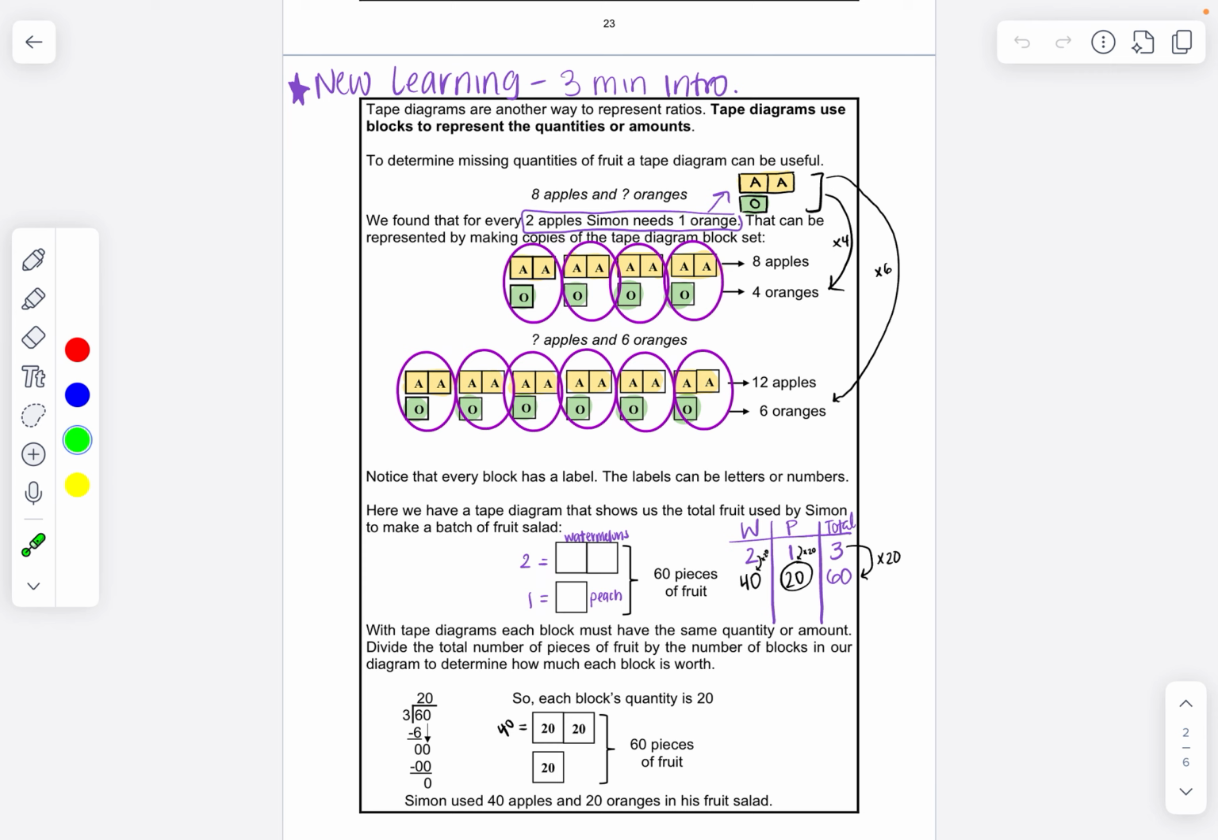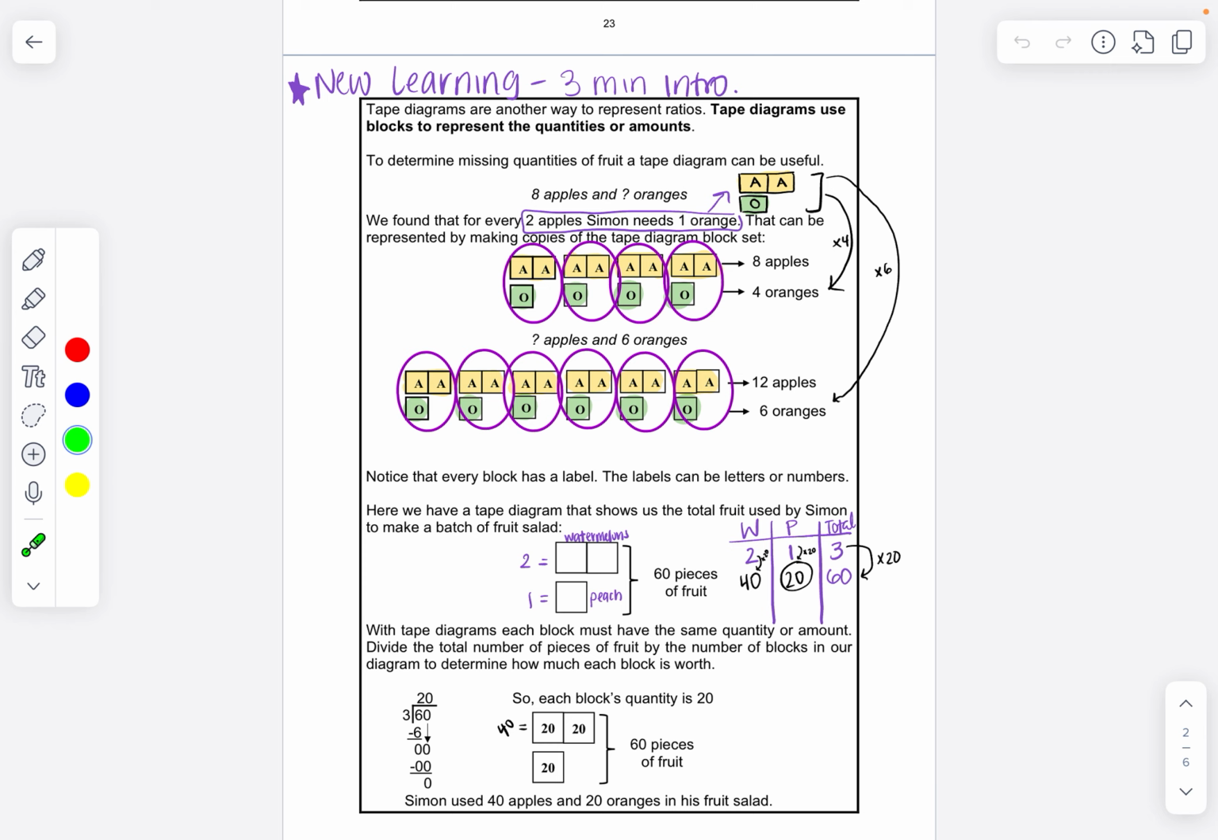Okay, so the lesson is on tape diagrams. So here is what I would brief students on before you jump into your model. It says that tape diagrams are another way to represent ratios. Tape diagrams use blocks to represent the quantities or amounts. To determine missing quantities of fruit, a tape diagram can be useful.